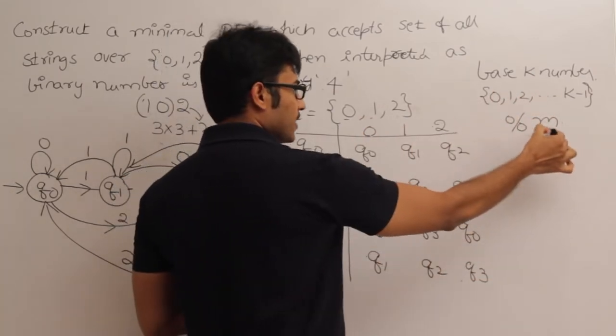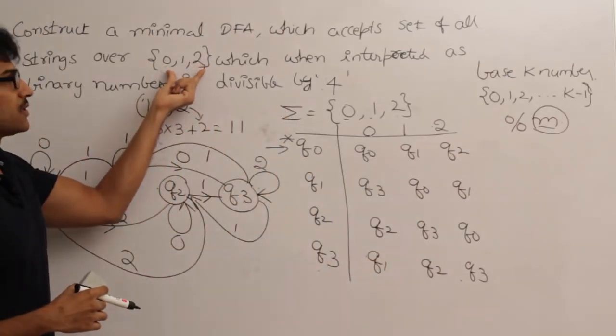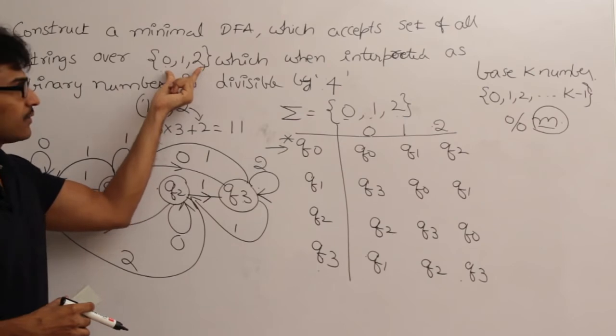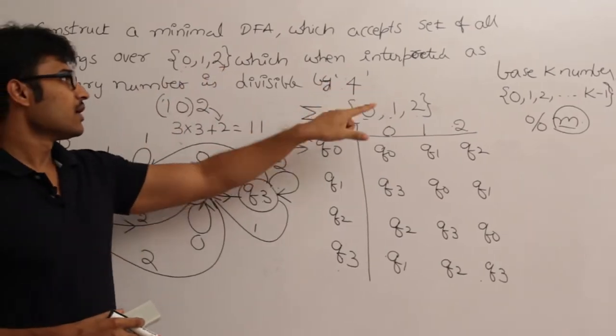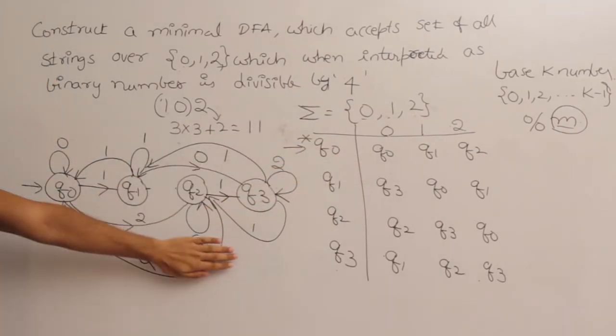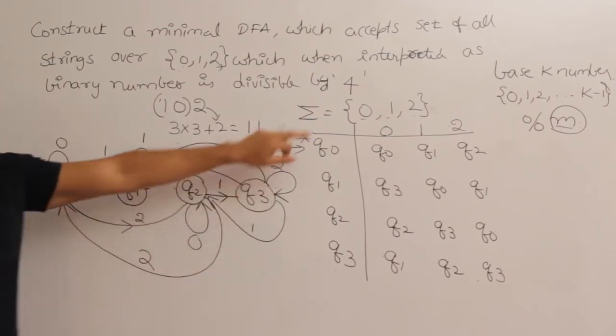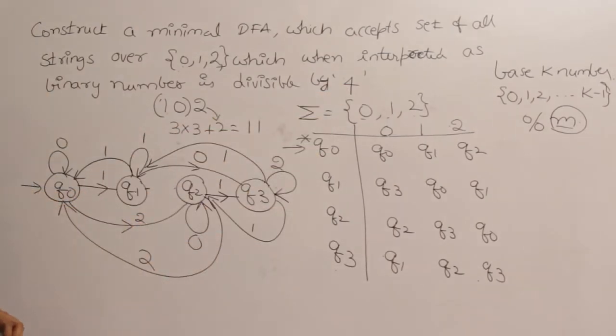So number of states will be m, right? So in place of this alphabet, they can give any number system, binary, ternary, unary, anything, and in place of this number which is 4, they can give you n. In general, for such questions, the number of states is going to be the number which it has to be divisible by, right?